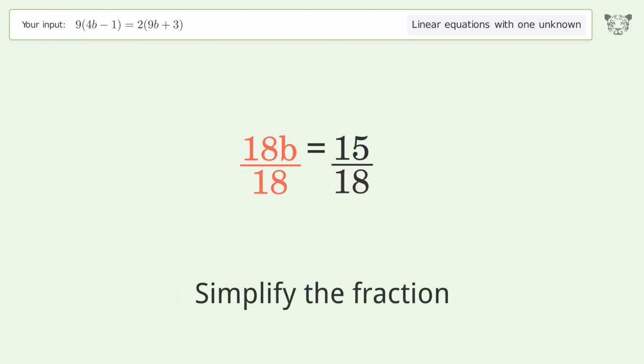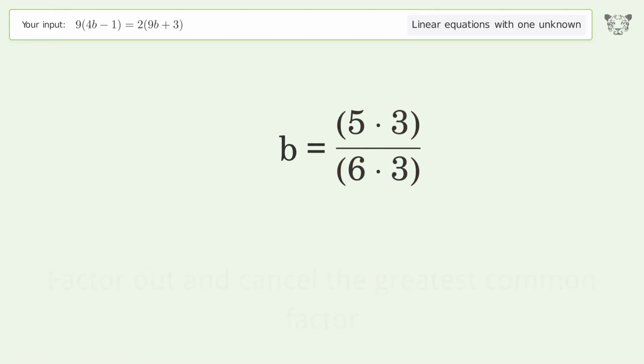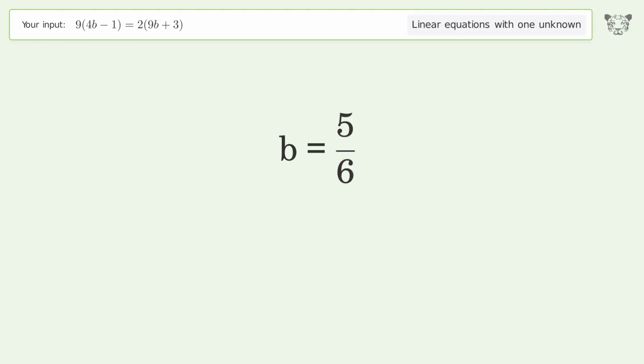Simplify the fraction. Find the greatest common factor of the numerator and denominator. Factor out and cancel the greatest common factor. And so the final result is b equals 5/6.